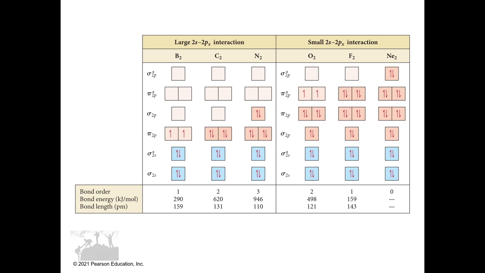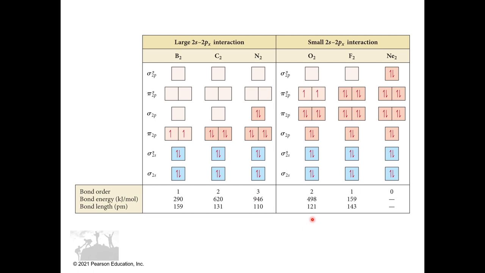Here we have the valence electrons filled in for all six of these diatomic molecules. And here you could also compare the bond orders, bond energies, and bond lengths regarding these six molecules. Note that N2 has a bond order of 3, and when you draw out the Lewis structure for N2, it does have a triple bond.